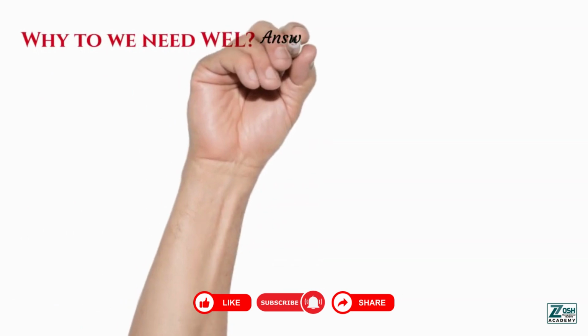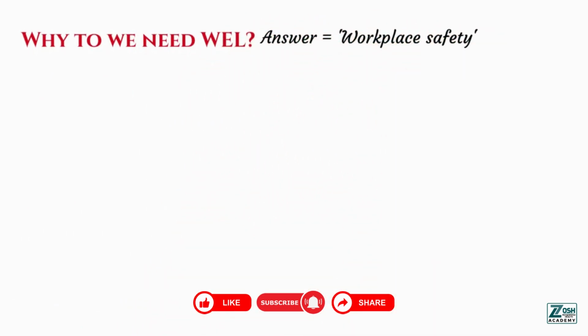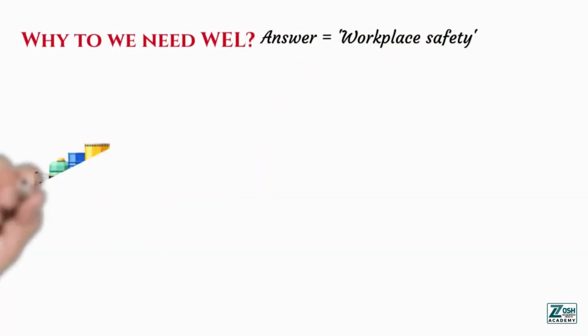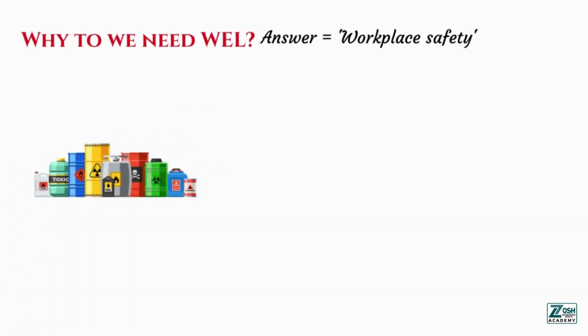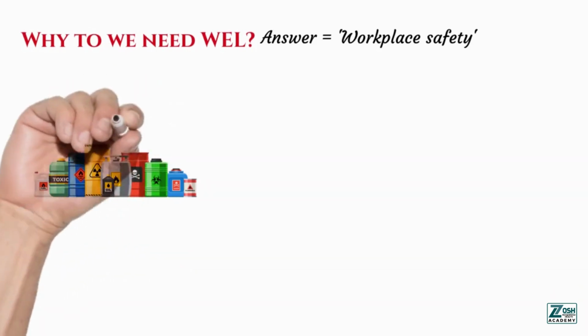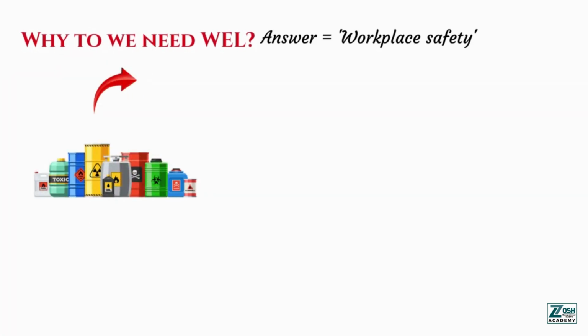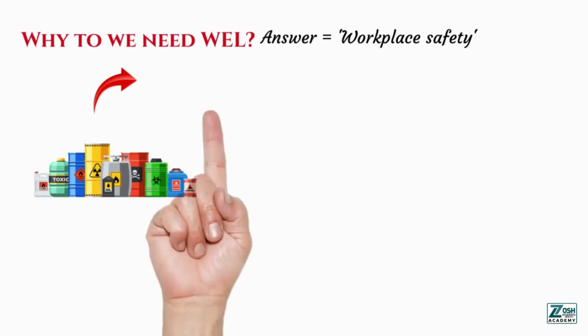One may ask, why do we need these workplace exposure limits? The answer is, for the workplace. Many people are exposed to a variety of substances at work. These may have harmful effects on health from hazardous substances. These include dust, fumes, chemicals, vapors, mists, nanotechnology, gases, biological agents, and germs that cause disease.